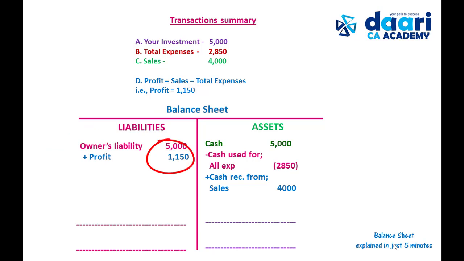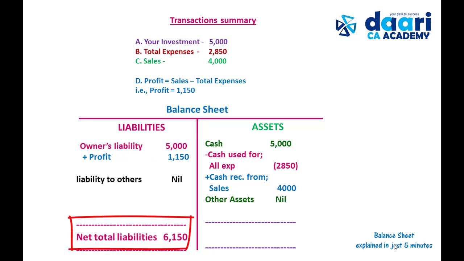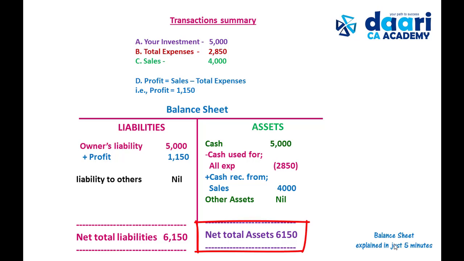Now if you do the total, let us see whether this balance sheet is tallied or not. So finally, net total liabilities are 6,150 and total assets of the business are 6,150. I hope you understood this concept.